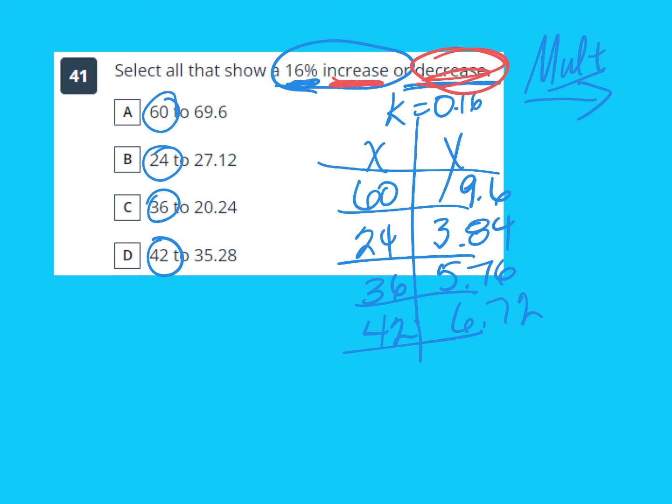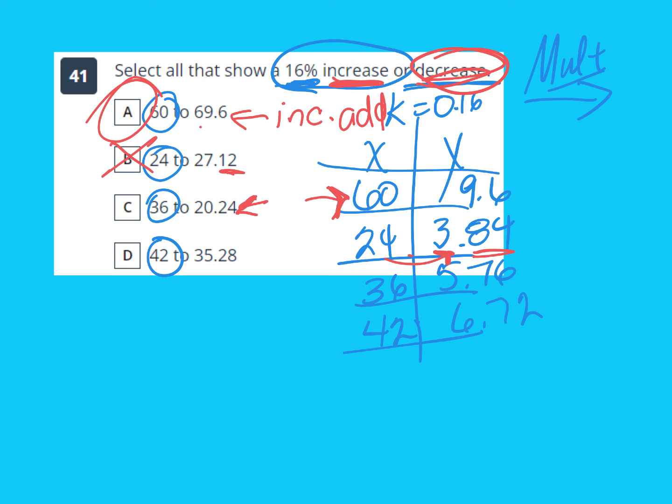So that means I need to look at if it's an increase. I can add them, see if I come up with the same number. I can already tell that for this one I can. I do. 60 plus 9.6. A is correct. 24 to 27.12 is an increase. Those are not the same because it ends in 1, 2. This ends in 8, 4.